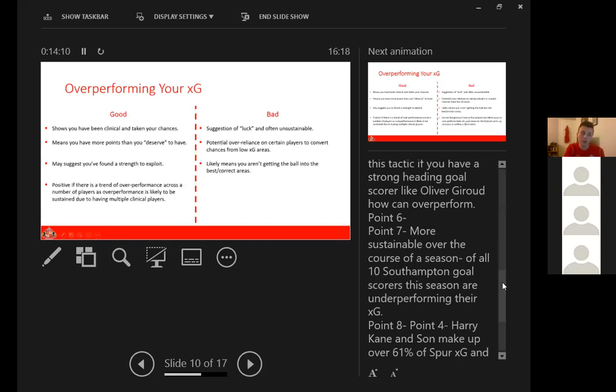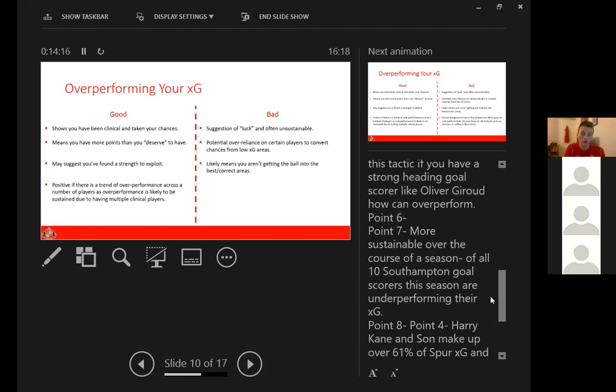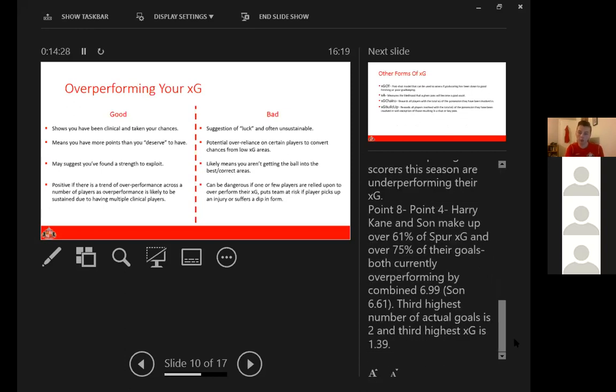It's positive as a trend of overperformance. If you've got a lot of players overperforming their XG, then it's maybe more sustainable because those players are maybe classed as more clinical. If in the long run they can keep that up, then you're going to finish higher. But on the other side, it can be dangerous if you're relying on one or a few players to overperform their XG, and it puts the team at risk if the player gets injured.